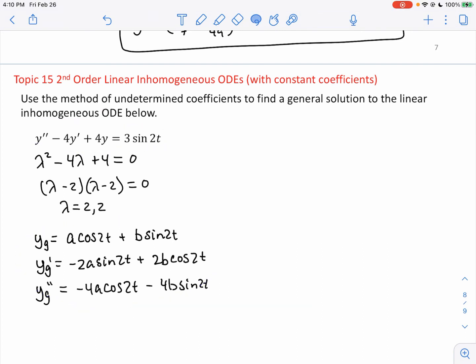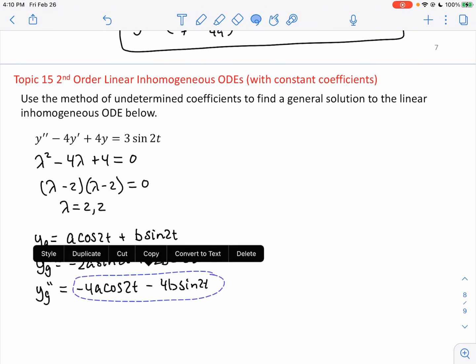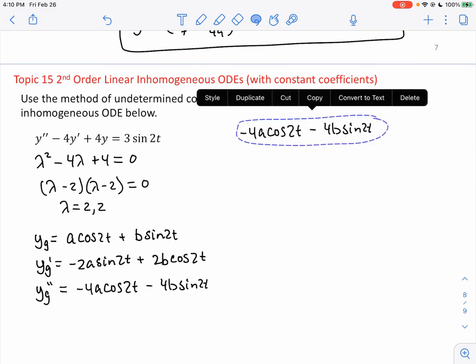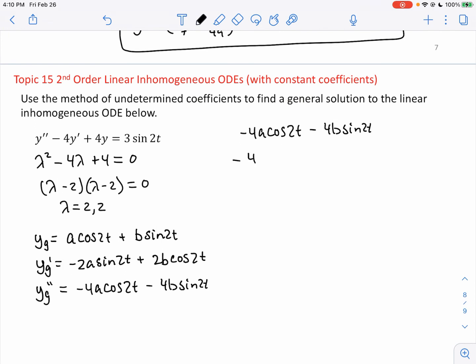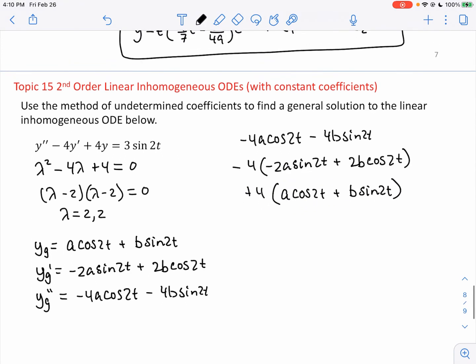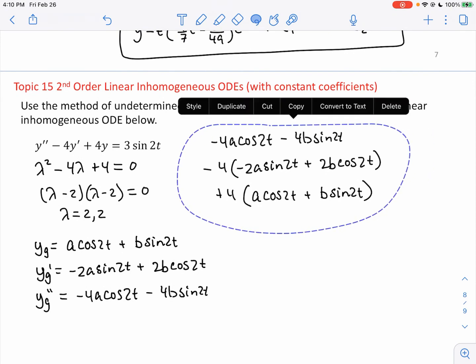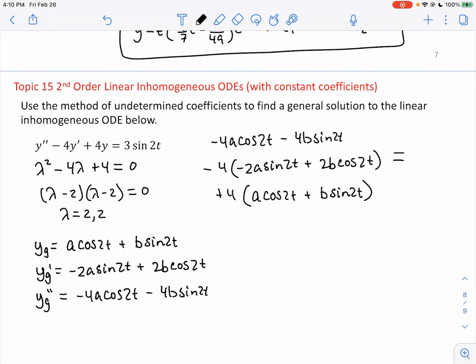So let's start with y double prime. I'm just going to copy this. Then we have minus 4 times y prime. y prime is right here, so let's copy that. Then we have plus 4 times y, and y is right here. Copy and paste that over. There we go. So all of this has to be, in the end, equal to the forcing function, 3 sine 2t.